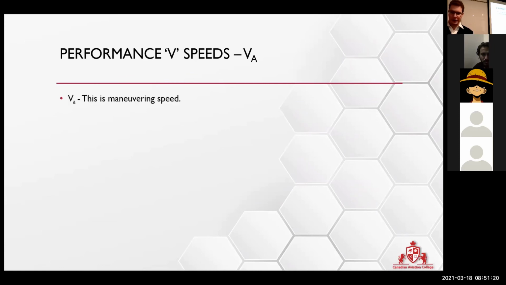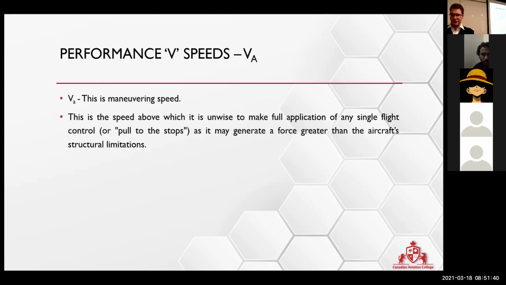I want you guys to write down those speeds. All the speeds we're going to talk about right now, write it down. Today we'll start with VA, which is maneuvering speed. This is basically the speed above which it is unwise to make full application of a single flight control. It may generate a force greater than what the aircraft can handle. So be very, very careful with that.